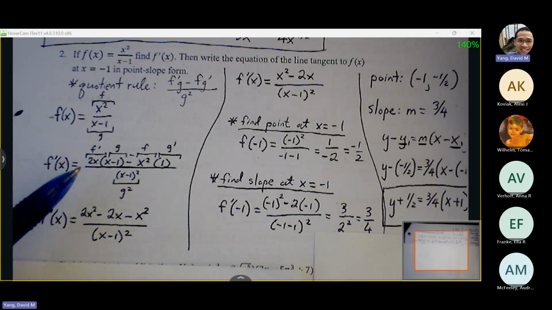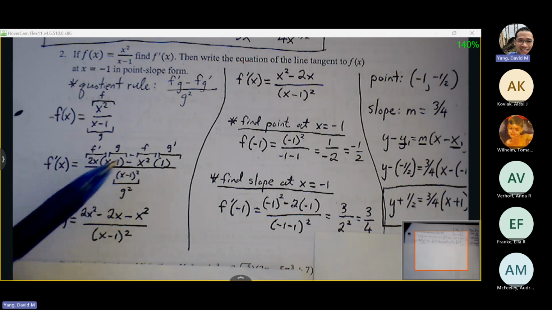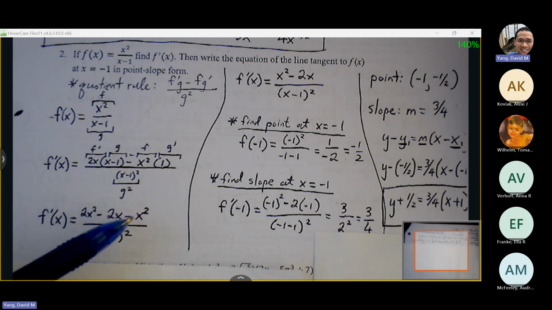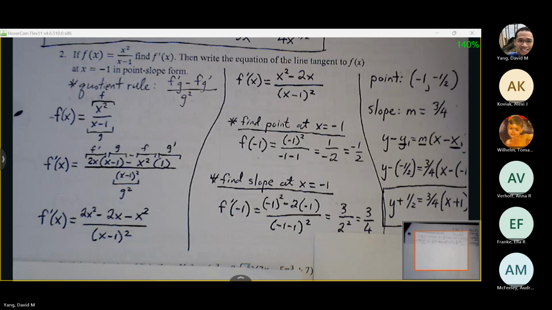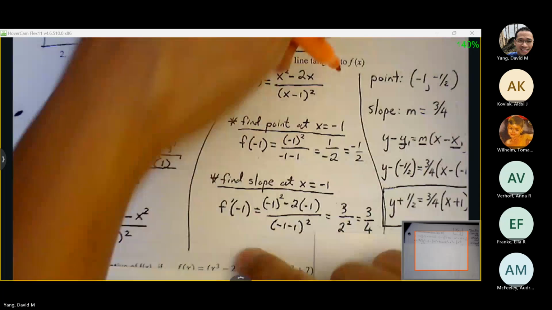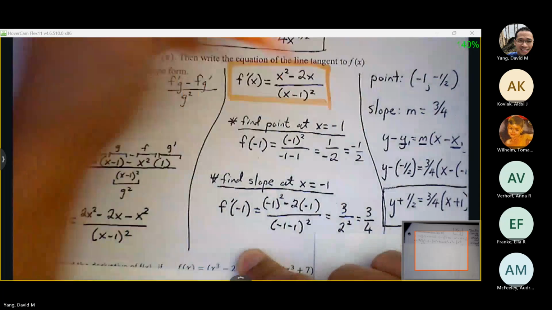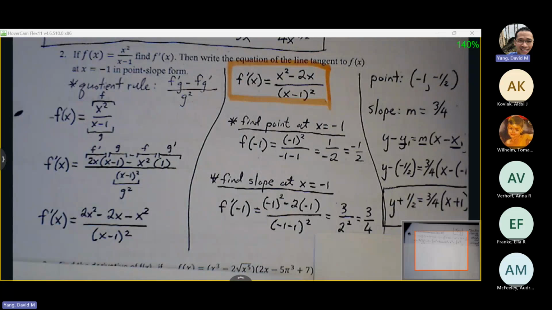So I distribute the 2x through. I get 2x squared minus 2x minus x squared. Combine like terms, and here's my f prime. Okay, there's my simplified f prime function.